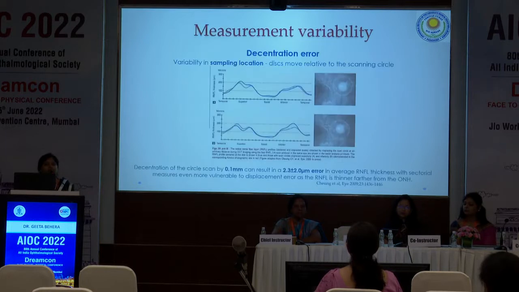Now, measurement variability can also be due to decentration errors. A circle scan error of 0.1 mm can lead to a 2 micron error in the average RNFL thickness. Now, this is huge because the guideline for suspecting progression is 2 microns. But if your scan circle is decentered by even 0.1 mm, you're making an erroneous diagnosis.